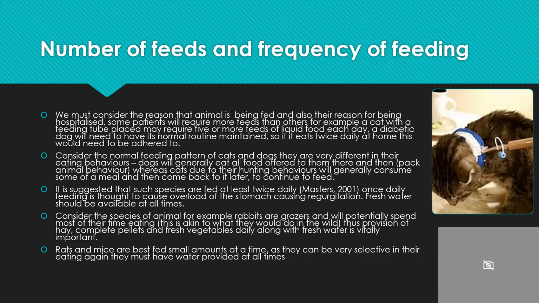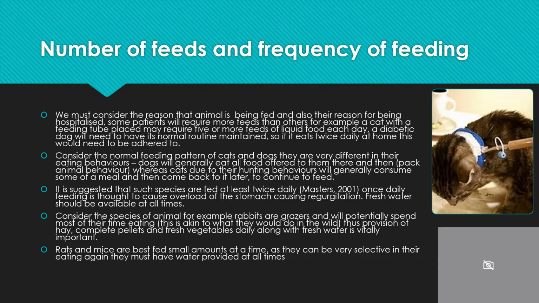For example, if it eats at home twice daily, this would need to be adhered to. And you can communicate with your qualified team about the importance of the number of feeds and the frequency of it. We should, where possible, consider and follow the normal feeding pattern of dogs and cats. They are very different in their eating behaviours.